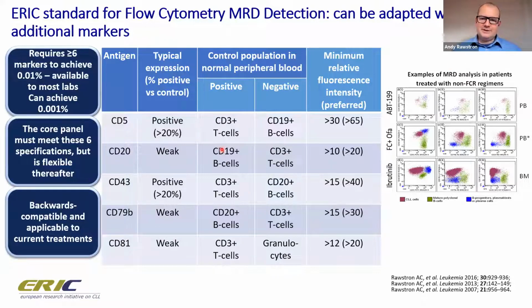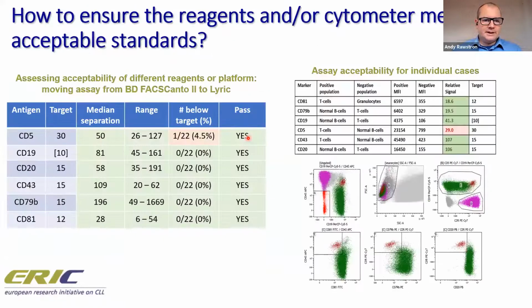You don't necessarily have to use a specific set of reagents from a supplier. You can potentially mix and match in your own setting, as long as the reagents, when they're all put together, achieve at least this sort of separation of normal subsets, so that you can be confident that you'll still be able to see CLL against a background. So we use these targets to say whether a new set of reagents or a new set of machines even is suitable.